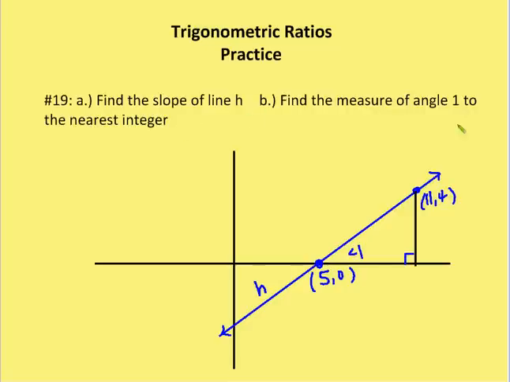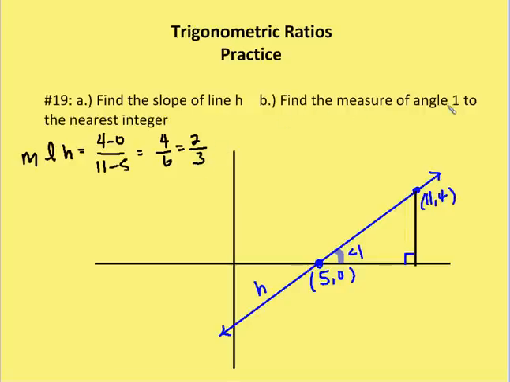We need to find the slope of line H and then find the measure of angle 1 to the nearest integer. So here's line H, and then here is line 1. And we're going to find the slope of line H first. And we see that we have a difference here between these 2 points. My slope of line H is equal to the change in the y value, which is 4 minus 0, over the change in the x value, which is 11 minus 5. So that gives us a change of 4 over 6, or a slope of 2 over 3.